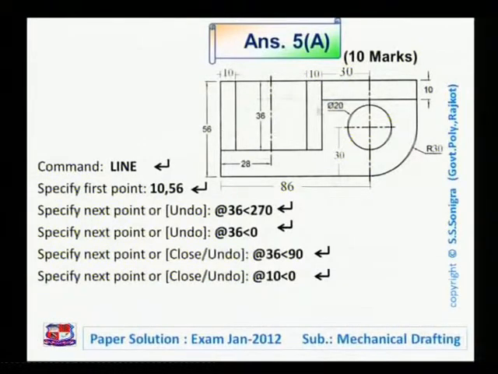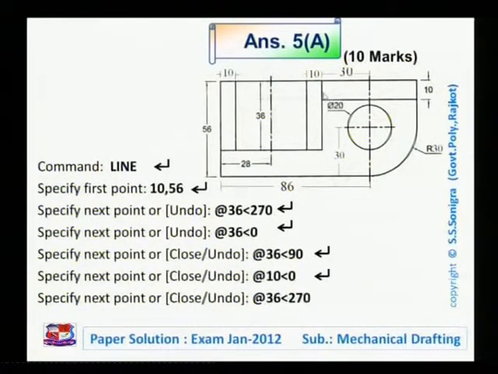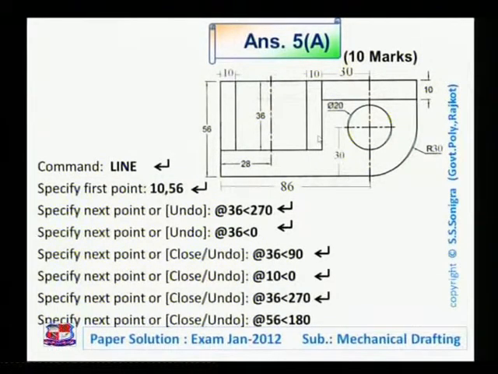Right now, if you want to draw this vertical line, enter the dimension 36 at an angle of 270 degrees, or you may enter minus 36 at an angle of 90 degrees. Enter and escape, or you may close this up to this, that is 56 at an angle of 180 degrees. So it will draw line from this end to this point, or you may write minus 56 and 0 degrees. It will draw this line, and enter and escape. So we have drawn this diagram.